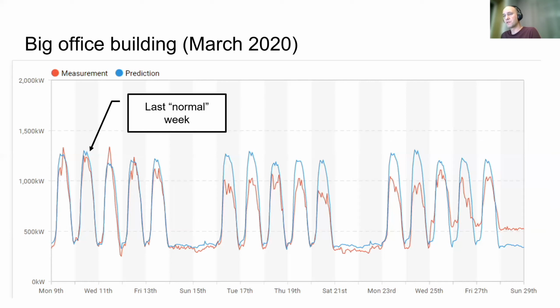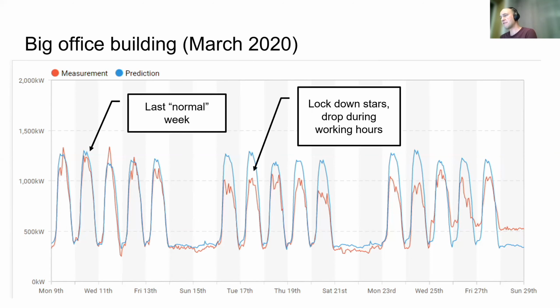Here is a real-world example of one big office building that we have been analyzing. And this is March 2020. And the beginning of this month were the last days before the first lockdowns hit the Czech Republic. So you can see, in the last normal week, the measurement fits the prediction. And now suddenly you can see a different profile, namely during the working hours, you can see a drop in the measured energy consumption when compared to prediction.